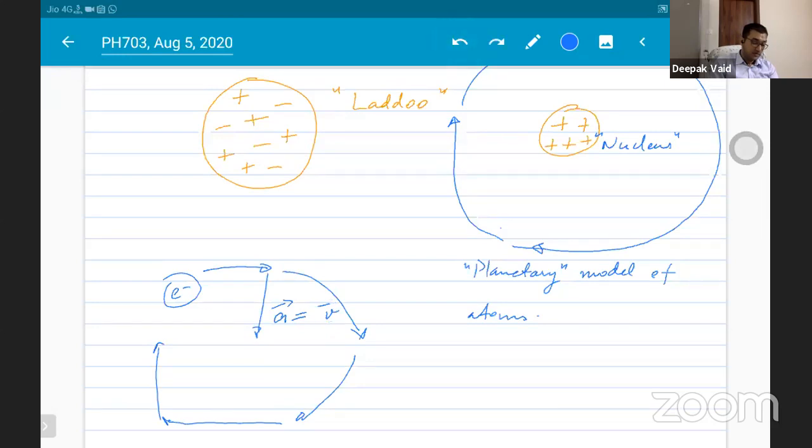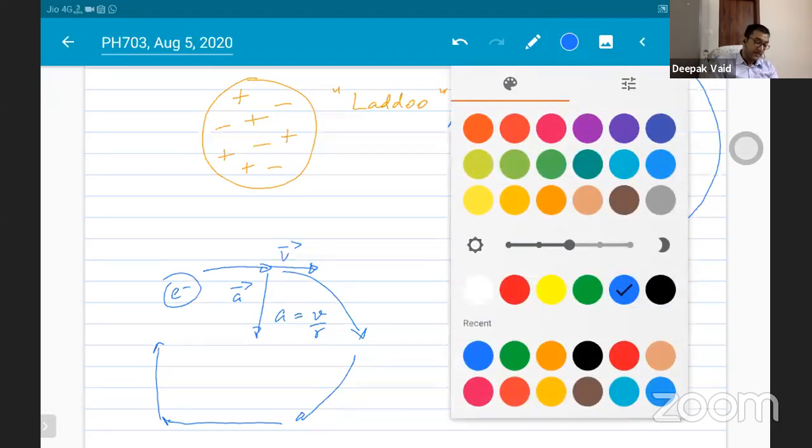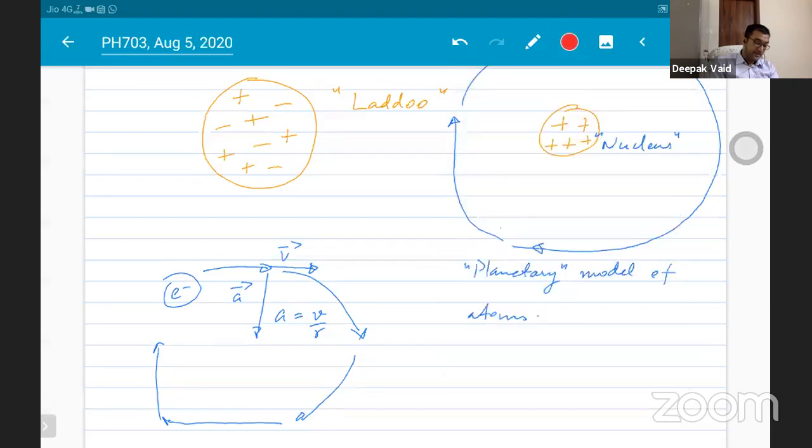Or let's be more careful about this. The acceleration is v by r. v is, let's say, the velocity in this direction, a is in this direction, right? So this object is undergoing accelerated motion. Whenever a charged particle is accelerated, what happens is that it emits radiation. This is one of the predictions of Maxwell's equations.